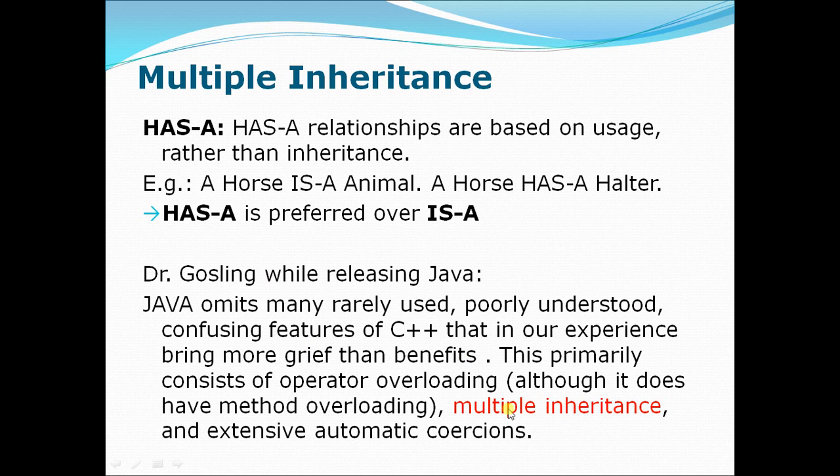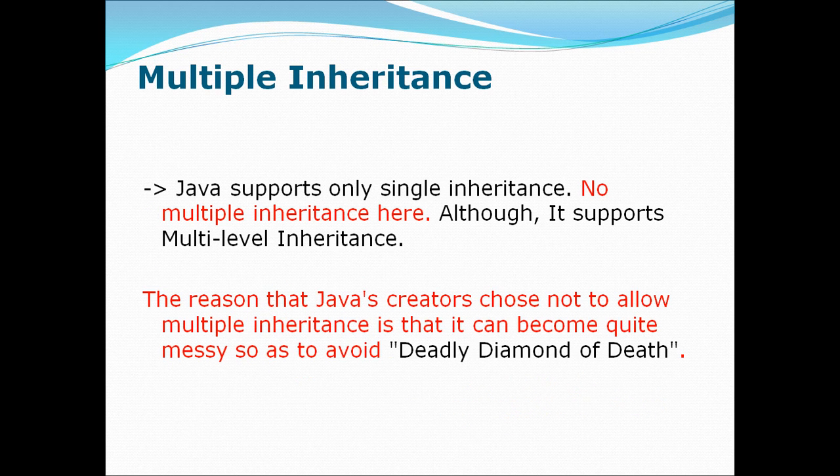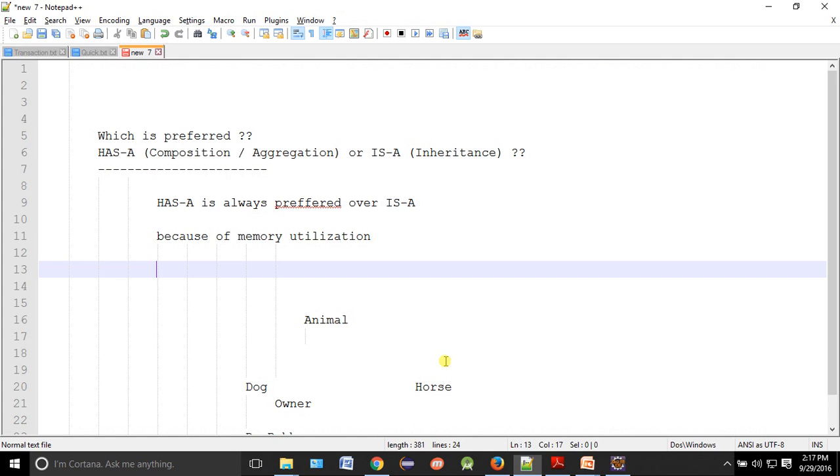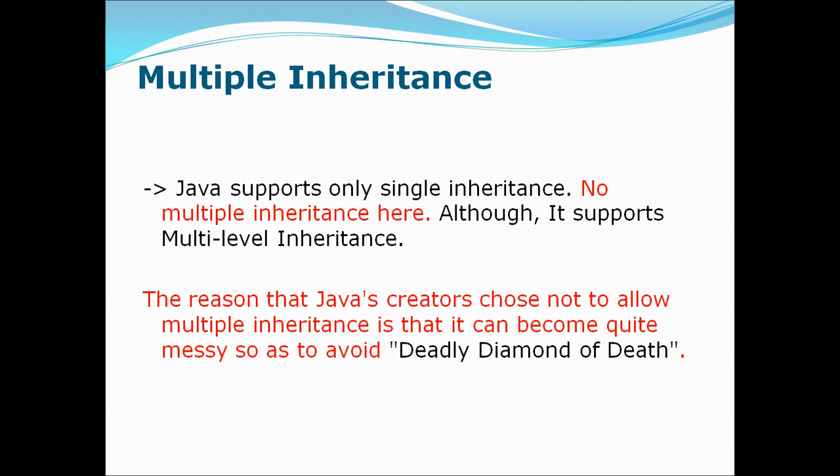What are those features? Multiple inheritance. Multiple inheritance is very tough for people to understand, so they have removed it. What is the other feature? Operator overloading. There is no operator overloading also. Why? Because it is very tough for people to understand. So Java removed all the confusing features. So there is no multiple inheritance in Java. Why no multiple inheritance? We'll discuss it in the next tutorial.